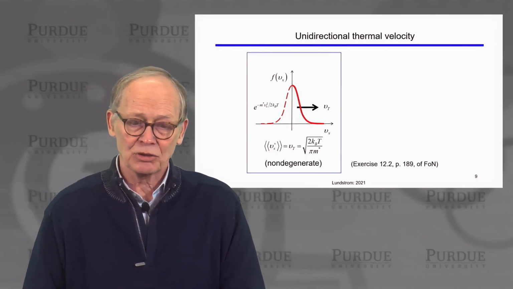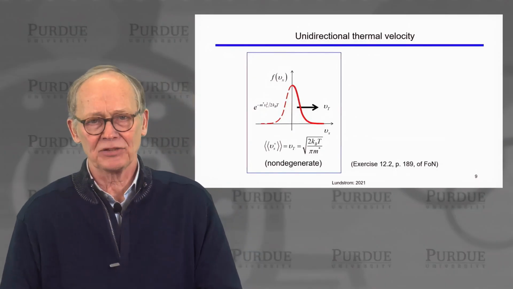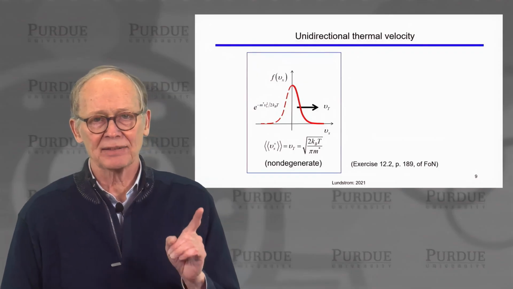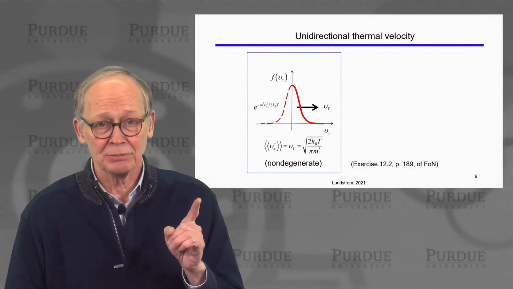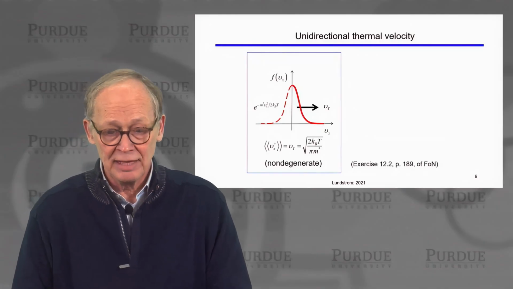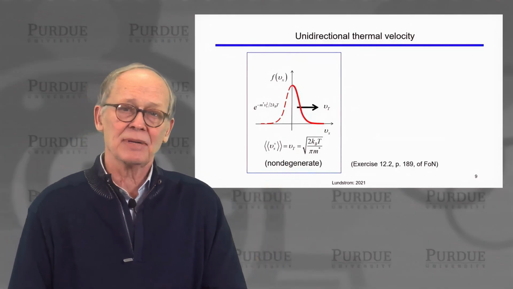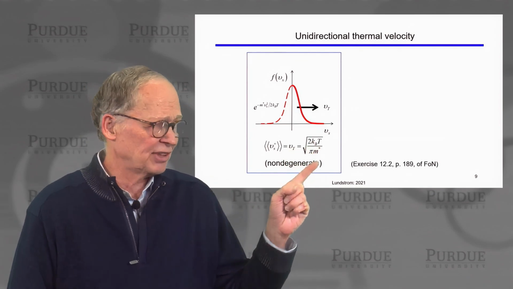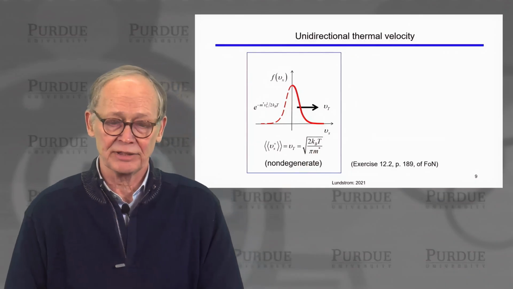Now, if we look a little more closely, if we just look at the positive half of that symmetrical shape and ask, what is the average x-directed velocity of the electrons that have a velocity in the positive x direction, then we can compute that average. That's what we mean by the unidirectional thermal velocity, and it's given by this fairly simple expression under non-degenerate conditions.